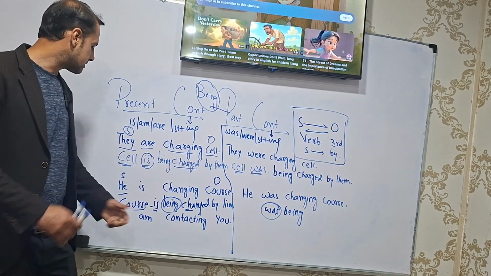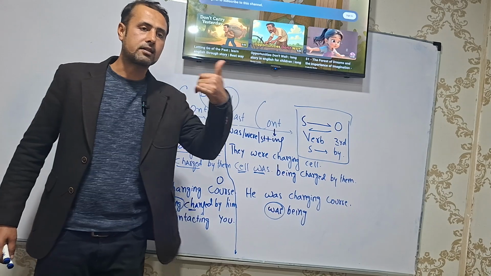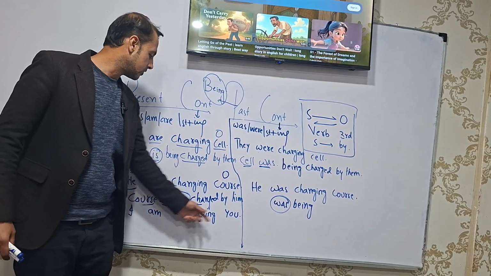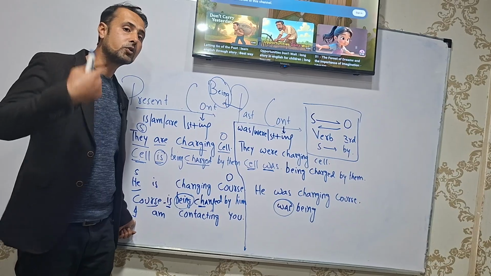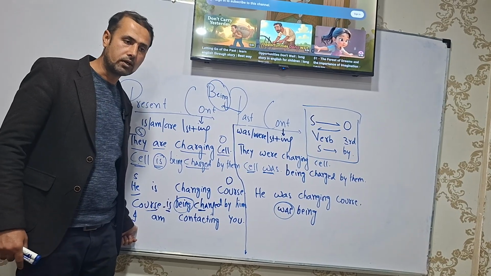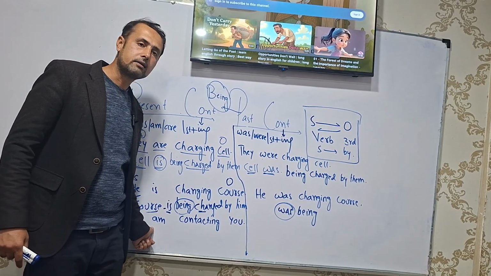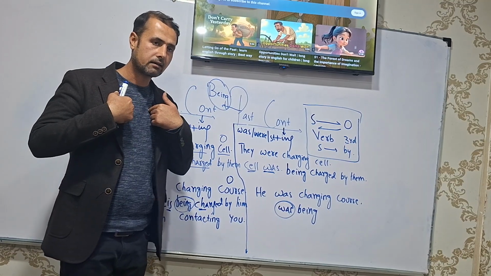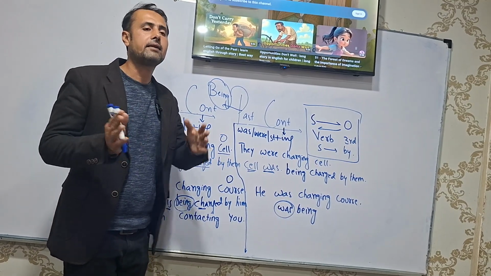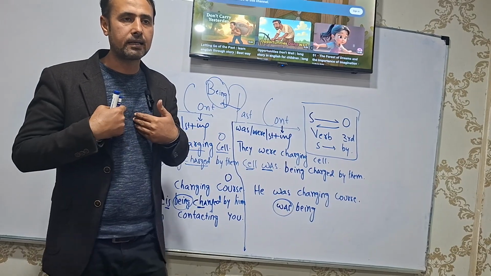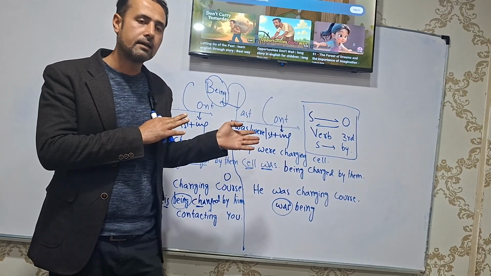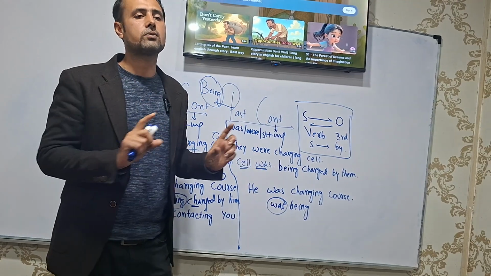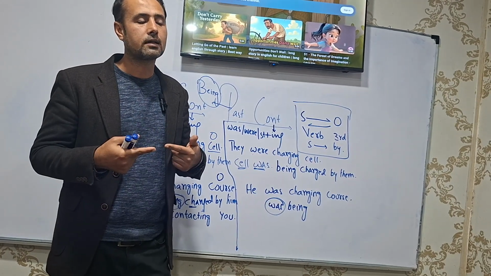In the third sentence, I am contacting you. So I would just bring here, what? You first, you. Now you are plural. So you are being contacted by me. Even if I don't say by me, as we discussed earlier, the doer is not important. It is always the action which is important in passive mode.